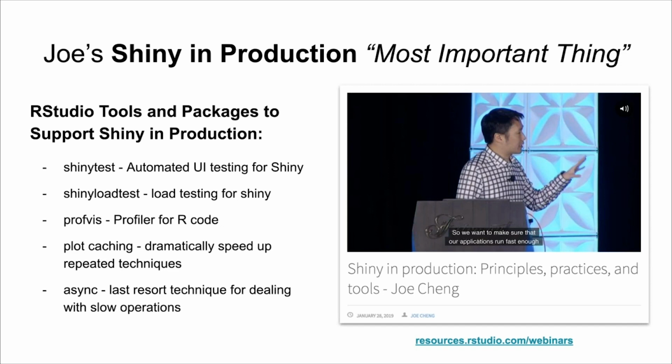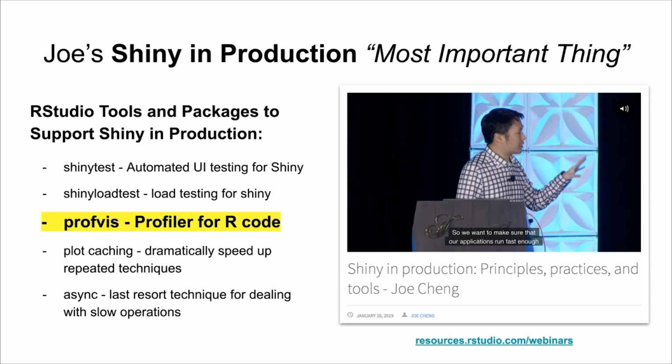So this talk was the keynote where he introduced the tools that our Shiny engineering team here at RStudio has been working on to help support bringing Shiny into production. So it starts with going through shinytest, shinyloadtest, profvis, plot caching, and async. And he highlighted a couple of these tools throughout his talk, but the thing that's most important to Joe is profvis for Shiny in production.